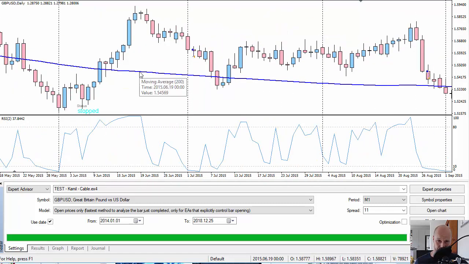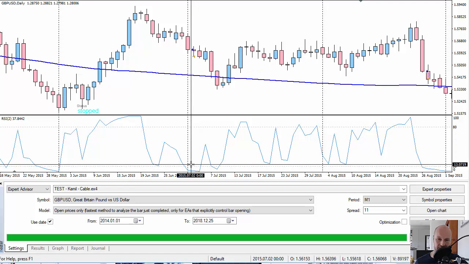This is a 200 simple moving average. When price is above that, we look for buys. When price is below that, we look for sells. And the entry criteria is fairly simple as well. We've got a 2-period RSI, so you can see there the number 2. So this is up and down pretty rapidly. When it goes below 10, you can see there, then we buy if we're above the 200 SMA.